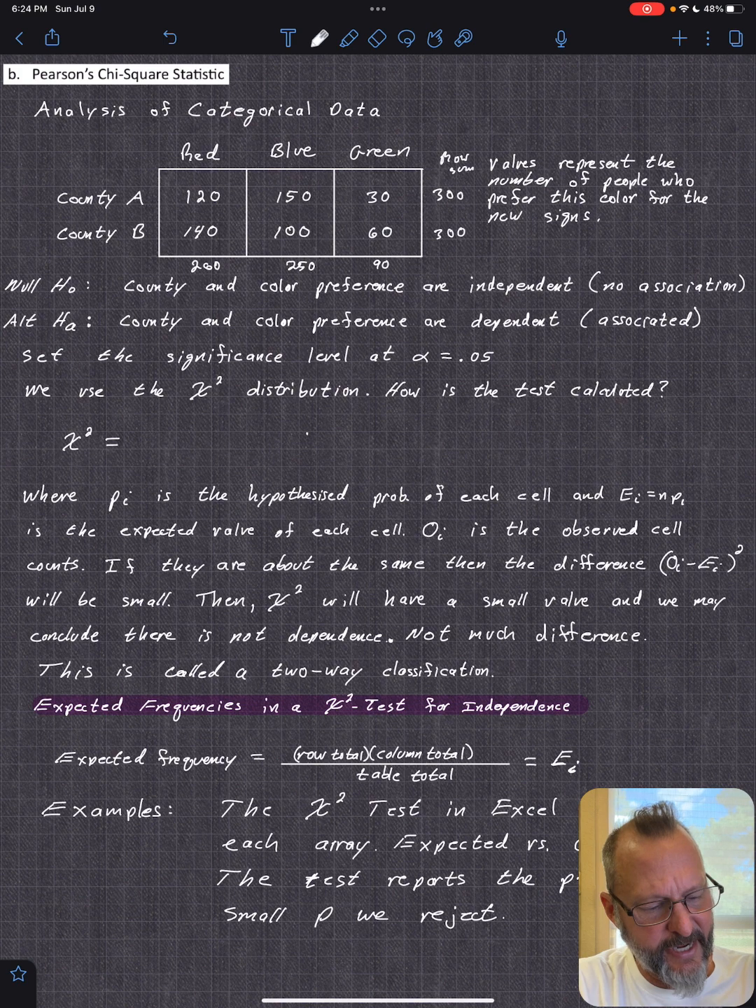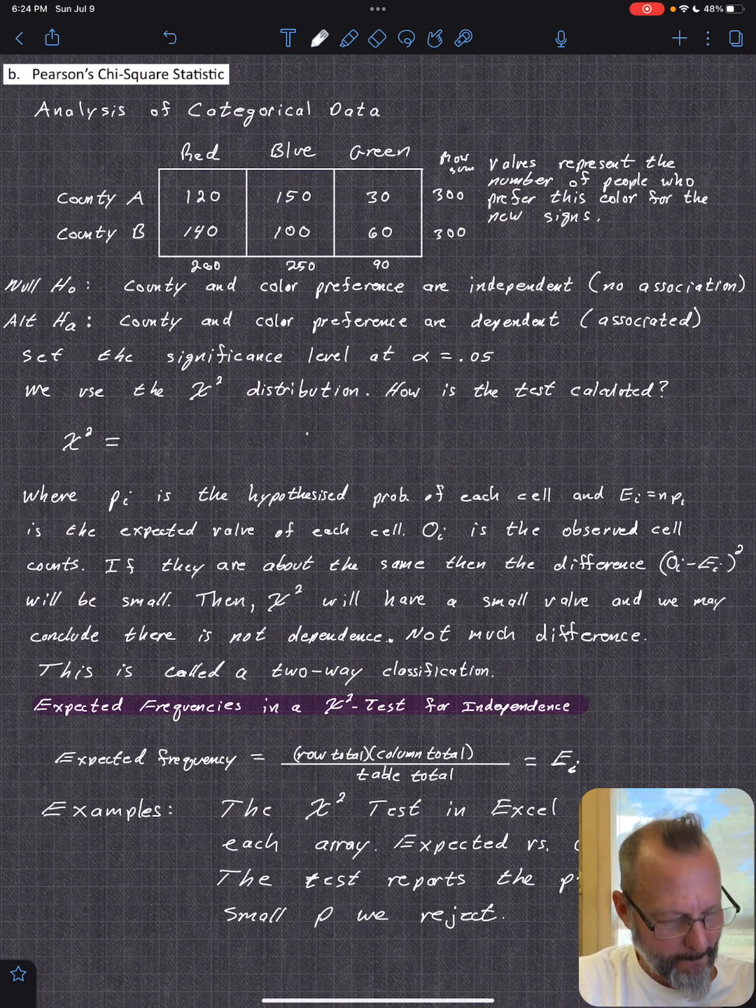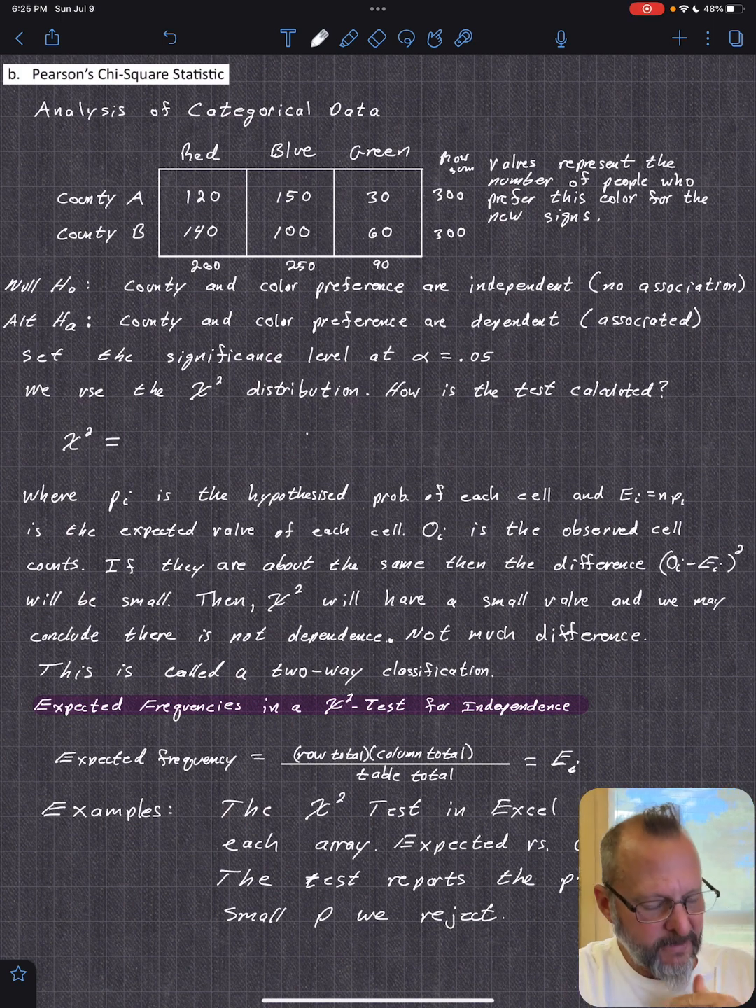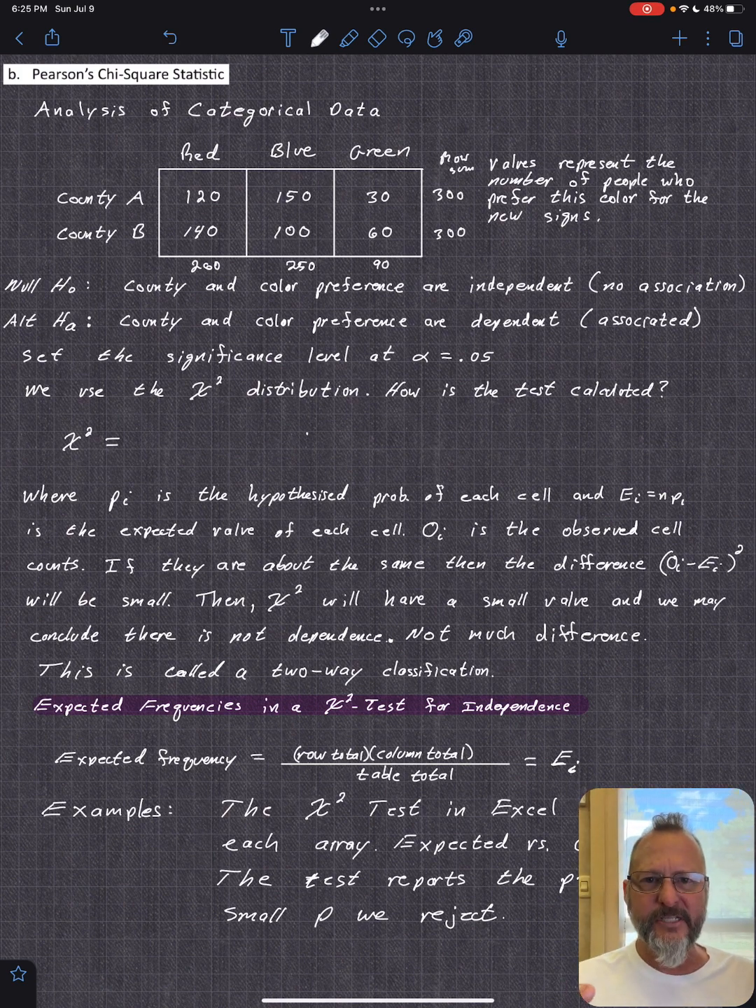So in County A, most people prefer blue signs. Again, I just totally made it up. County B, they prefer, looks like red signs, and very few prefer green. Okay, so the null hypothesis is there's no difference in the data. There's no difference in which county likes green or blue versus another. In other words, the counties basically have the same tendency, the same likes for the type of signs they're going to use.